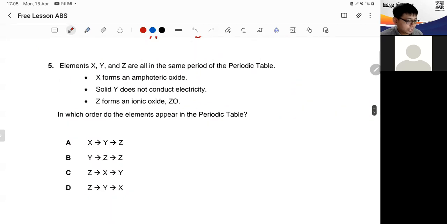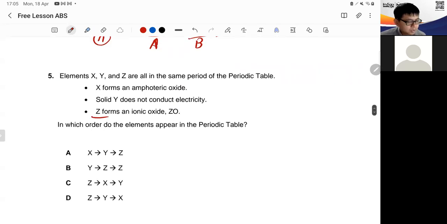Okay, elements X, Y, Z are in the same period of the periodic table. What order do they appear in? It means left to right, order. If Z forms an ionic oxide, it must be a metal because metal oxides are ionic. So Z is probably on the left side of the periodic table. Solid Y doesn't conduct electricity, which probably means it's a non-metal. And non-metals are generally on the right-hand side of the periodic table, which is here.